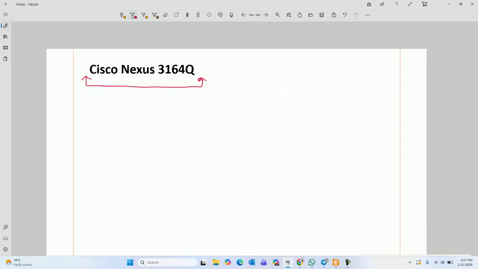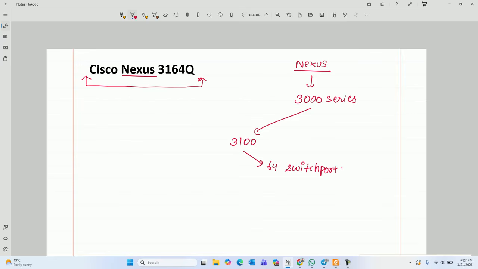Very good. So you guys said very right. First of all, it's an access switch. Then it belongs to the 3000 series. In 3000, it's one of the platforms, which is 3100. And in this we have 64 switch ports. What do you think, guys? What does this Q stand for here?